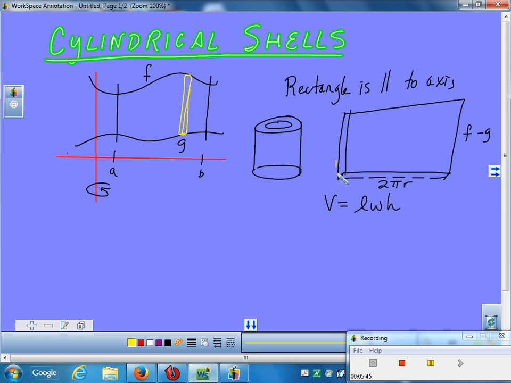So the thickness is dx. If you multiply all those things together, length times width times height, I would throw the 2 pi out front. I'd have the r times the f minus g times the dx, and then I want to sum up all those different little shells that are inside each other. So I would integrate it from a to b. And that's your formula for the shell method. I like this method because there's nothing squared. I don't have to square anything.